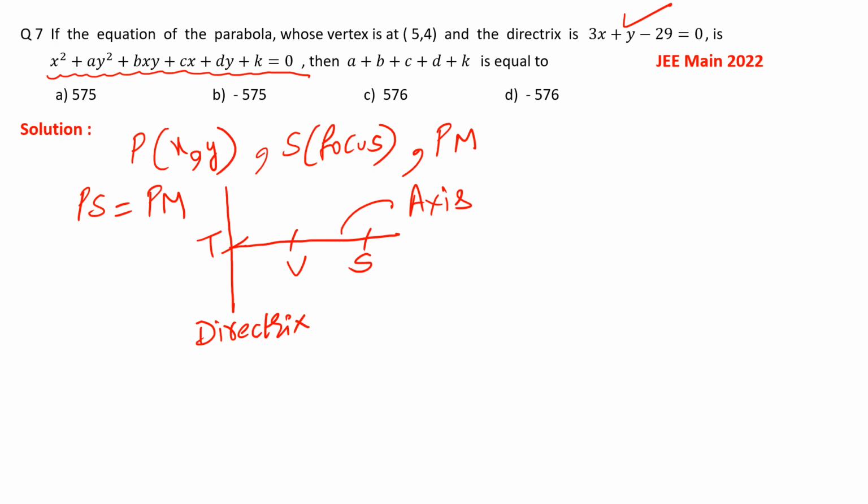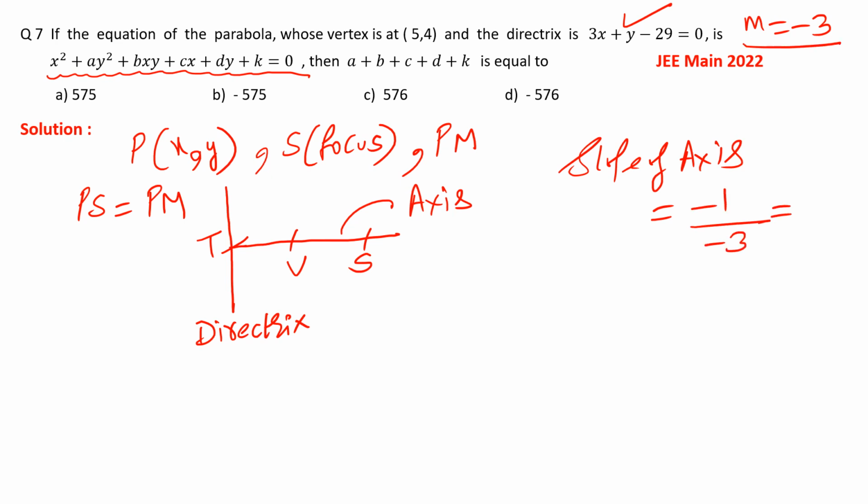Since both of these lines are perpendicular to each other, the slope of the axis is going to be the negative reciprocal of the slope of the directrix. Now the slope of the directrix is how much? It is -3. So this is -1 upon -3, which means just 1/3. So the slope of the axis is just 1/3.